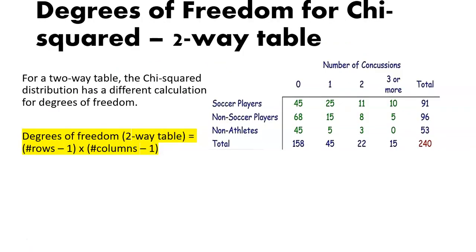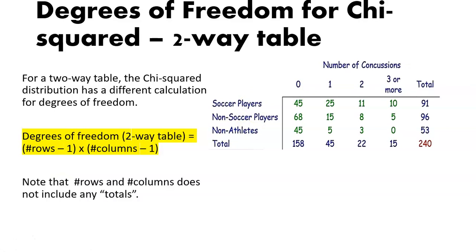Now, if you use a chi-squared, then you're also going to need degrees of freedom. Degrees of freedom also works a little bit differently in a two-way table. Because we have two different dimensions, instead of being categories minus 1, it's categories minus 1 for the columns and categories minus 1 for the rows. Or in other words, it's rows minus 1 times columns minus 1. And notice that the rows and columns don't include any of those totals. Total is just something that we use for ourselves.